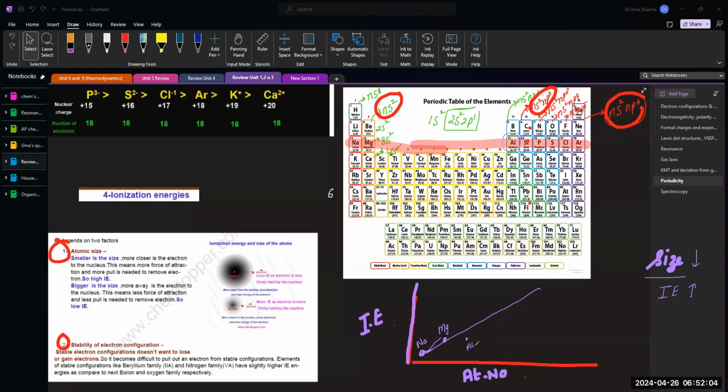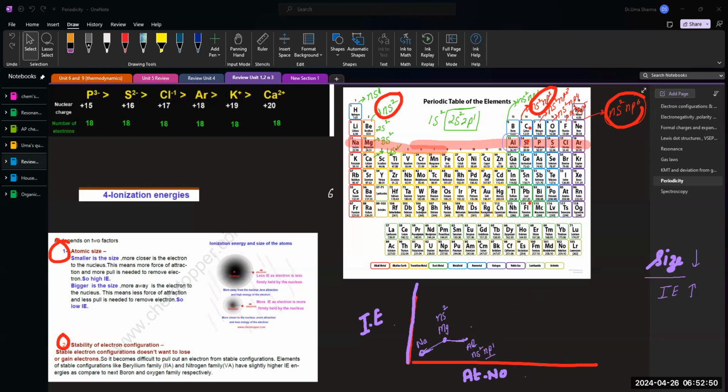Why? Because magnesium has an extra stable configuration. You remember ns2 is more stable. Energy needed to remove an electron from magnesium is higher than aluminum. So there is a drop. The line is not going straight. This is exceptional behavior arising because magnesium is more stable than aluminum's configuration. Aluminum is ns2, np1. Just by removing one electron, it will become stable. So aluminum is happy to give away one electron.